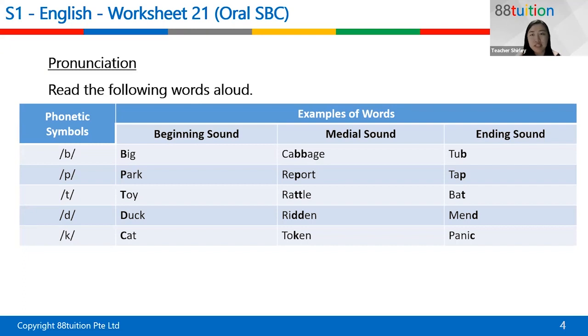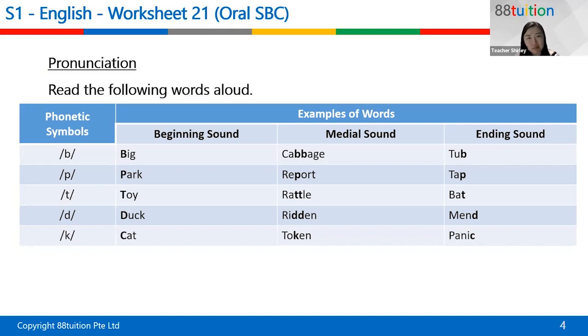And then you have your D sound, right? Duck, ridden, mend. And then this is actually your K sound. But sometimes the K sound is not spelled as K. It can be your cat, which is also a K sound, right? Token and panic. So you end with the K.